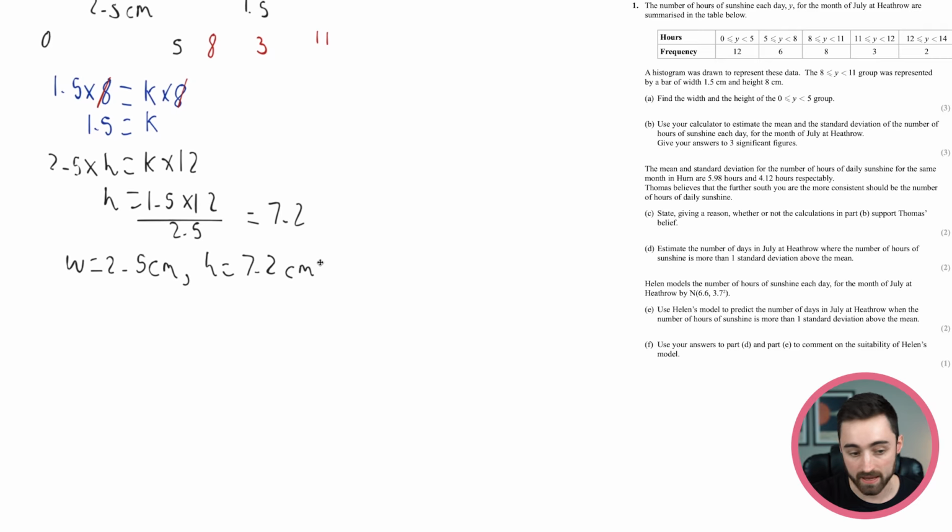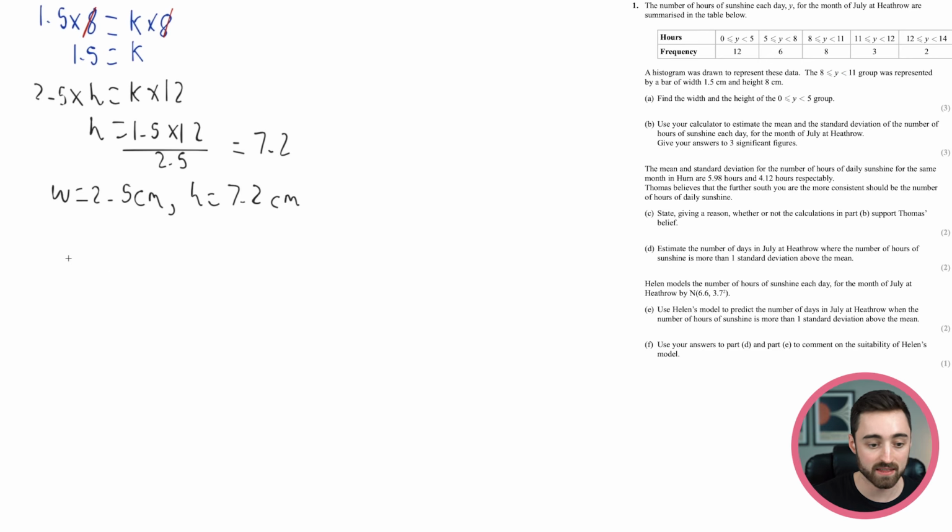Sick. Part B, use your calculator to estimate the mean and standard deviation of the number of hours of sunshine each day for the month of July at Heathrow. Give your answers to 3 significant figures. Okay, so we're going to use that calculator.